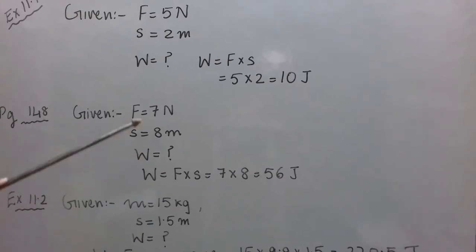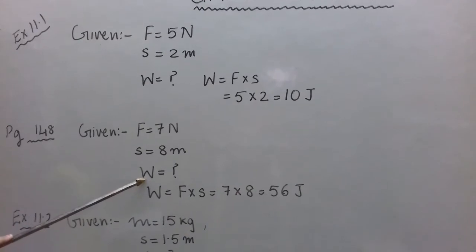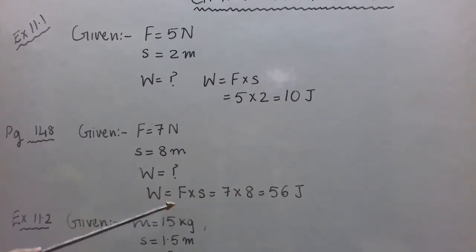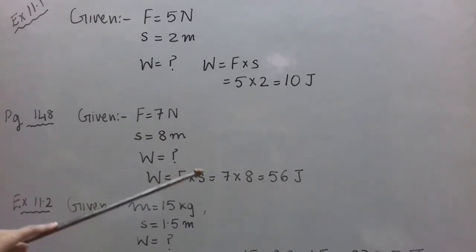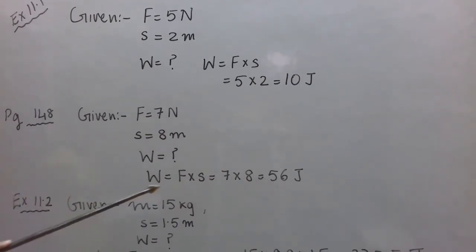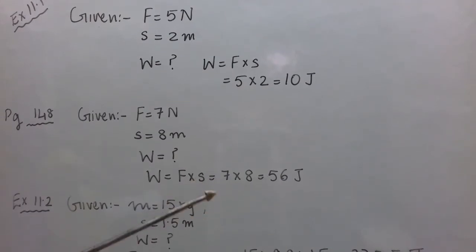Work done, again here no conversion required in the units. Use the formula for work done. W is F into S. Put the values of F and S, 7 into 8, that is 56 joules. Remember students, don't forget to write the unit. If you don't write the unit, you will lose marks.